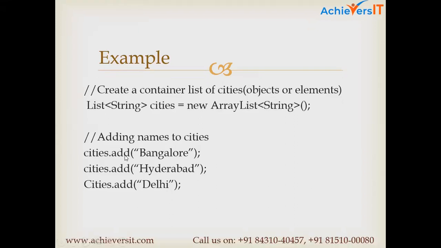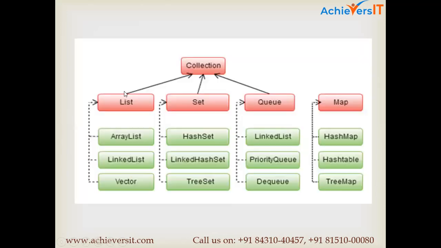Okay, let's go ahead. Here I'm adding cities with cities dot add. I'm adding 3 cities. You can even remove it, or edit it, or just read the data. You can just read how many cities are there in it. Okay, so this is how the syntax of this Java list is. I'll show you an example of array list, and it contains string elements.